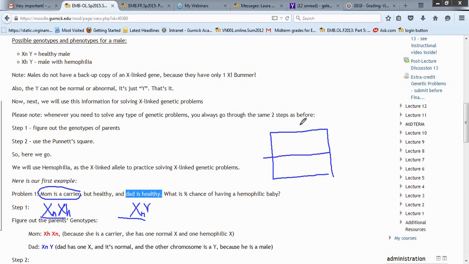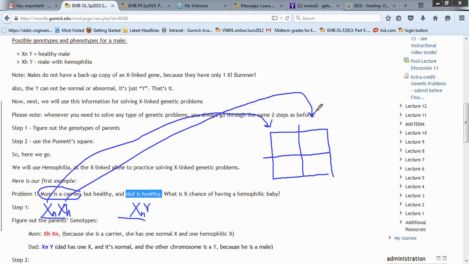Now, same thing, you're going to separate mom's and dad's alleles. So mom, we're going to put one of her alleles over one column and the other one of her alleles over the other column. So we're going to put XN over this column and XH over this column. And then for dad, same thing. We're going to put one of his alleles here. Okay. And the other one of his alleles over here.